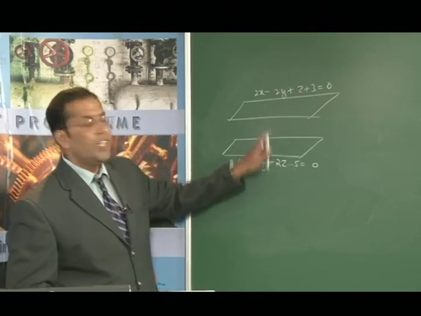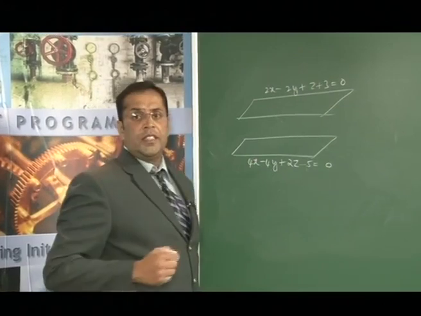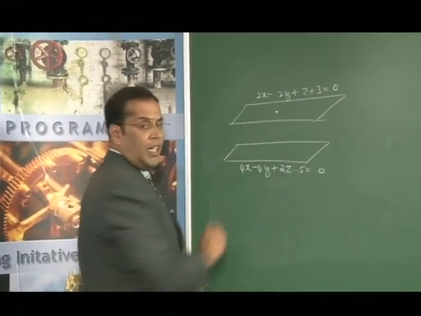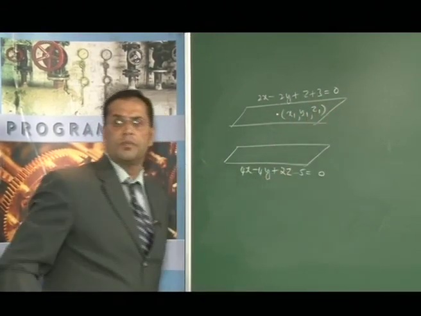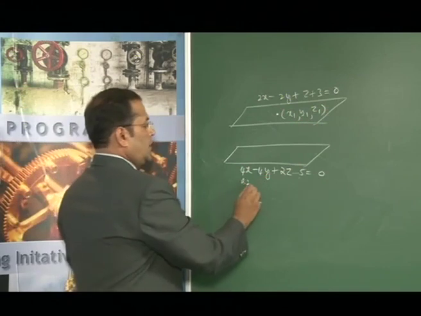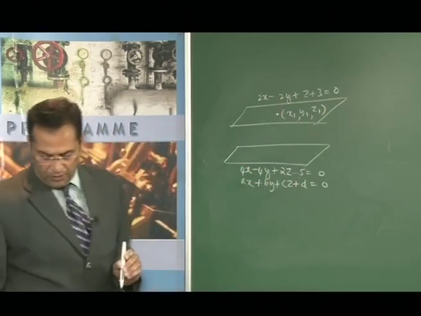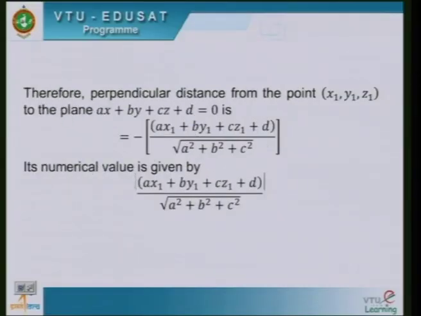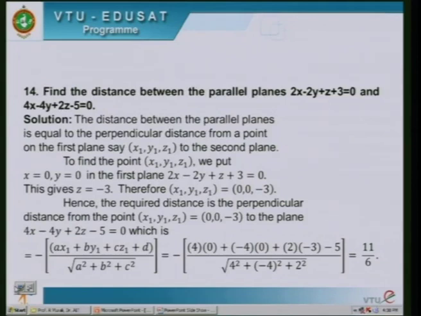The question is, how do you find the distance between these two parallel planes? To find the distance between the two planes, you just have to recognize a point on this plane and call it x1, y1, z1. Take the other plane as Ax plus By plus Cz plus D equal to 0 and apply this formula. Apply the formula: minus of Ax1 plus By1 plus Cz1 plus D by root of A square plus B square plus C square. So, let us go about that. The first question is, how do you find this point?